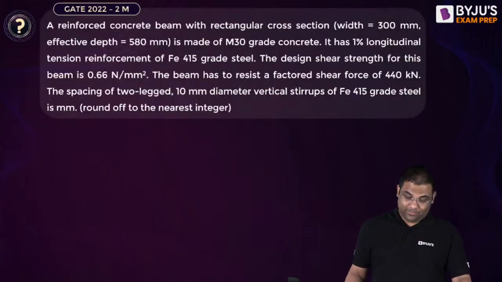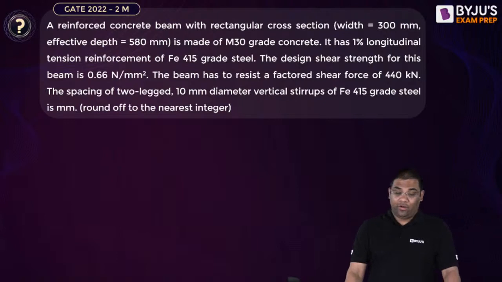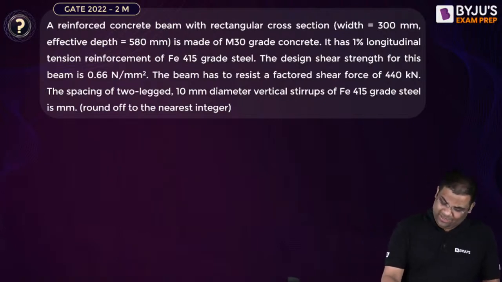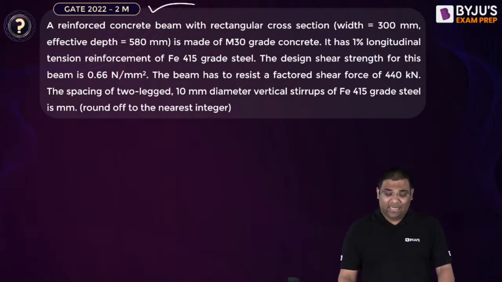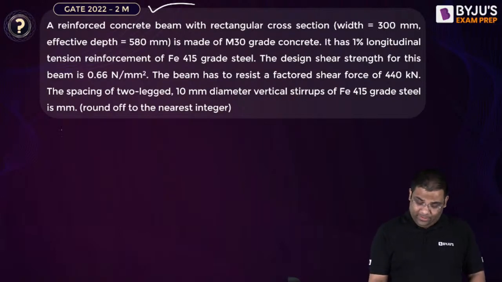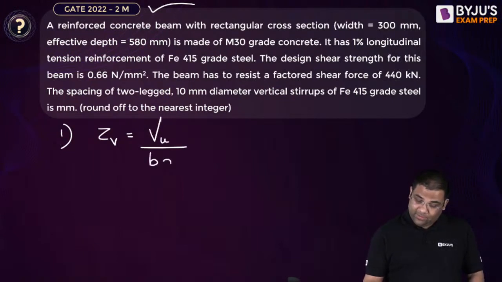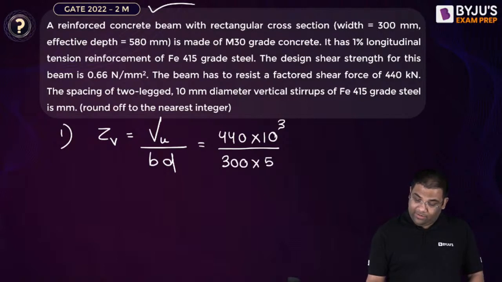Next question. Okay, this is a question for shear reinforcement. Very standard question, 2 marks. In shear reinforcement, what are the steps? First step is to find out the nominal shear stress. How to find nominal shear stress? It is the factored shear force by BD. Now what is the factored shear force given? 440. So convert into Newton, because I want Newton per mm square. B is how much? 300 and effective depth is given 580.